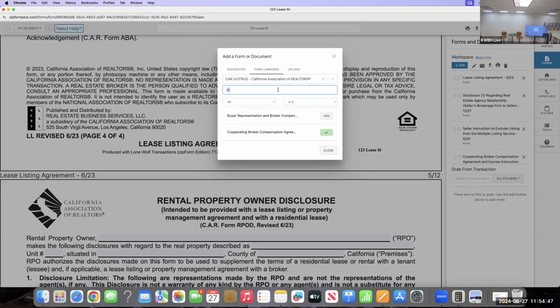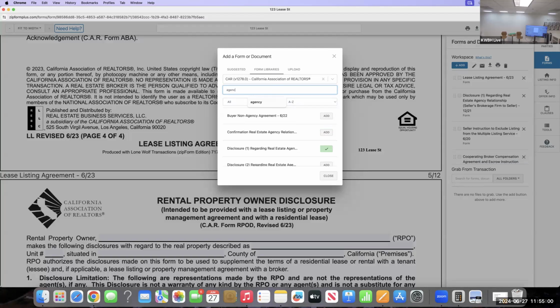Okay, what else are we looking for? Let's go on our checklist. Bed bug disclosure comes with the lease. Tenant flood hazard disclosure comes with the lease. Agency, yes, they need agency. Remember, we added agency number one with the listing. Here's agency number two for the tenant. Okay, what else? Water conservation plumbing fixture.